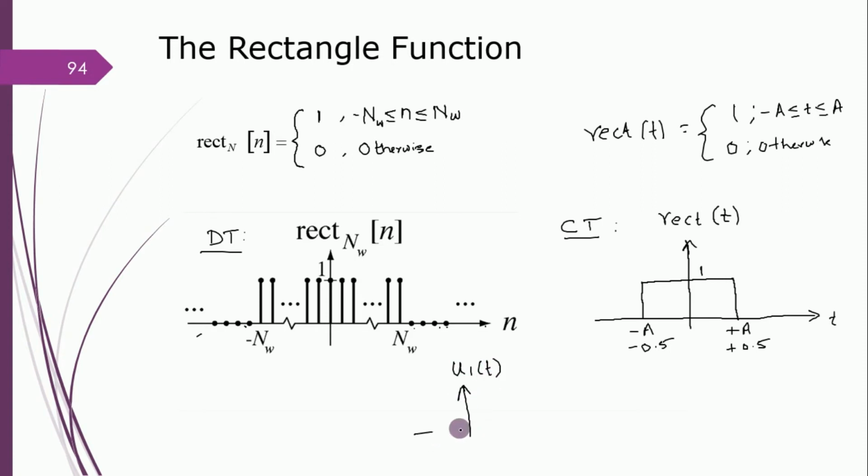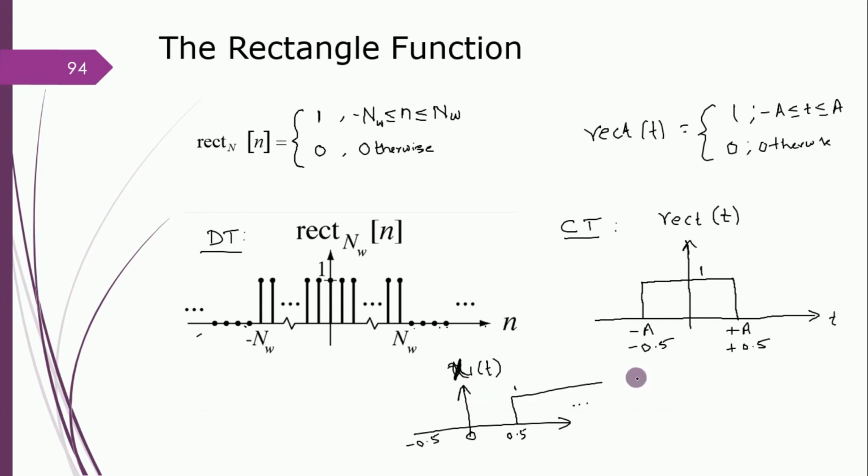The signal looks like this: minus 0.5, 0, 0.5. Let me call it x1 of t. I don't use u of t, simply because it will confuse you. This is amplitude 1, and it continues. This is x1 of t.